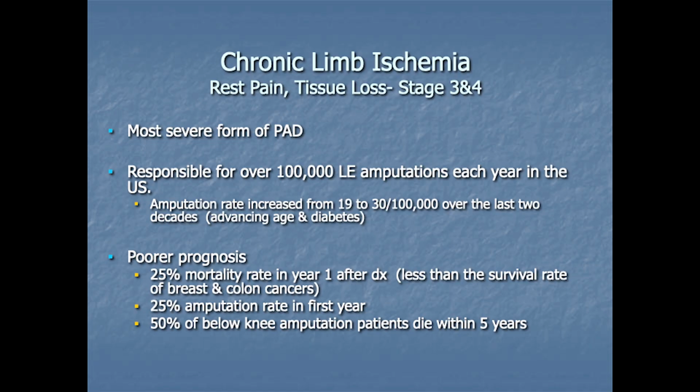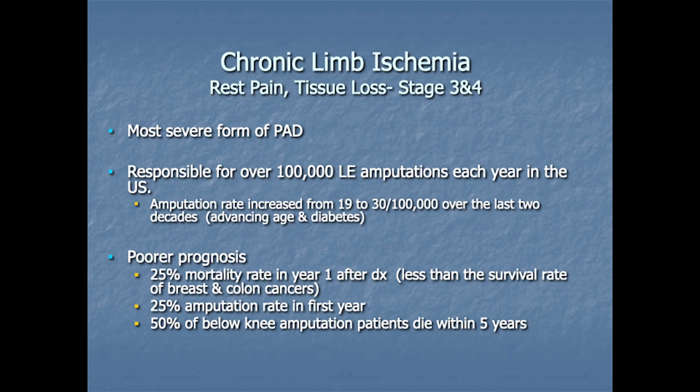Okay. So chronic limb ischemia, when you get into those stage 3 and 4, again, that's tissue loss, more severe. It's responsible for over 100,000 amputations each year, like below knee and above knee amputations. Major deal. So in the communities I work at, that number's pretty low. That's my job, save limbs.